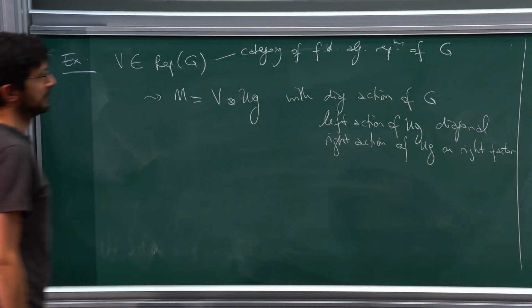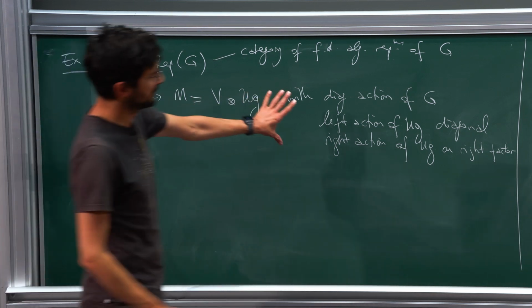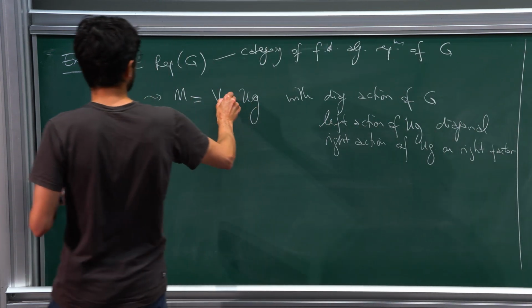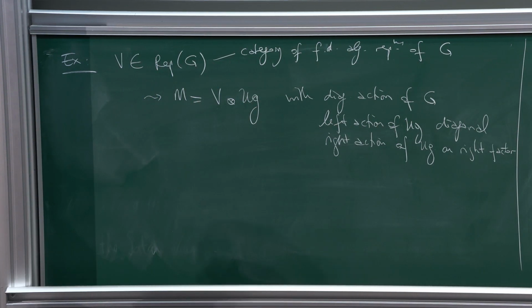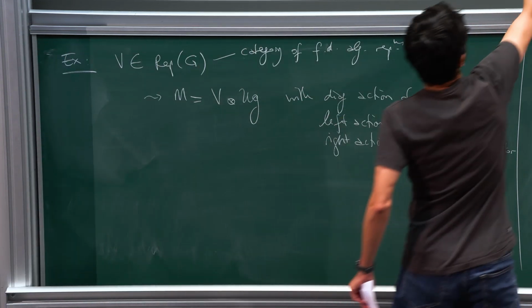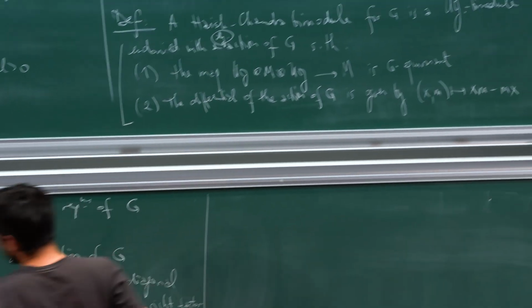So if you think about it for a minute, you should be able to convince yourself that this satisfies the requirement. And so that's one important example of a Harish-Chandra bimodule.